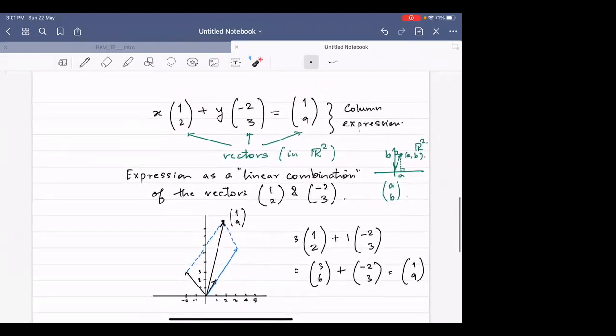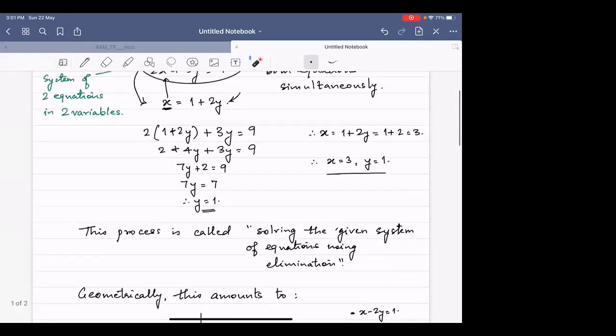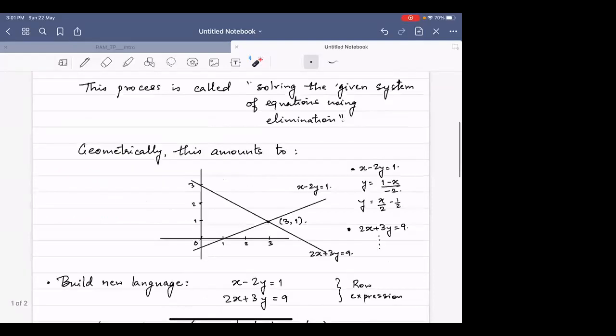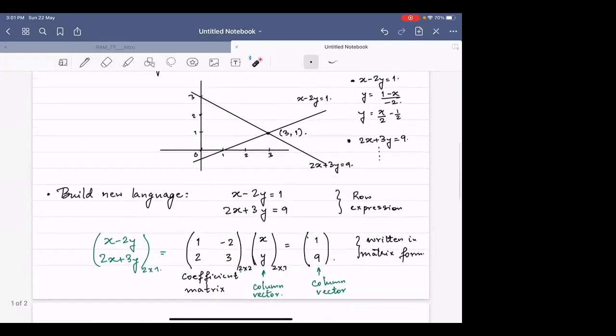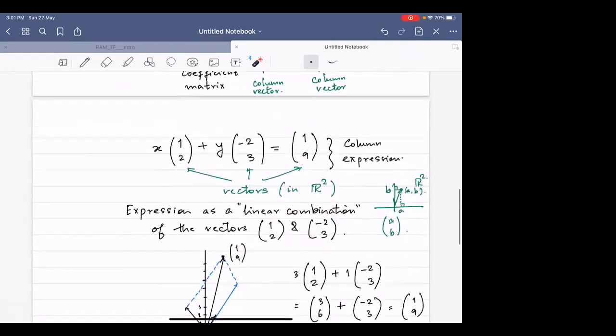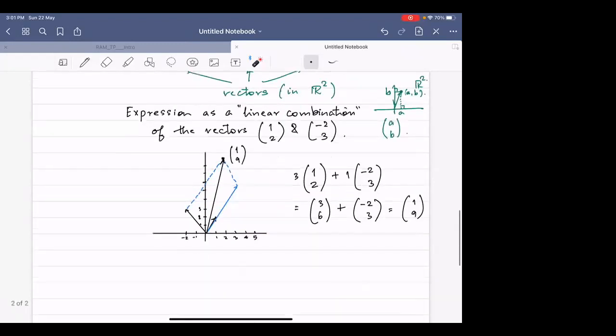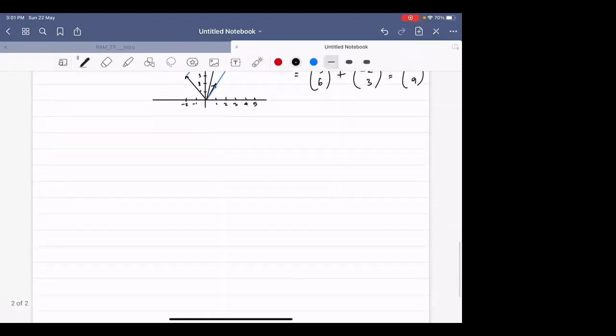So we started with a simple system of equations, 2 equations, 2 variables. We saw that the row expression means you're finding intersection of the corresponding lines, and then we saw the column expression of this. And so we are saying that we can find x and y when this column lies in the span of these two columns. So why we are doing all this is because now we want to adapt this language to higher dimensions.